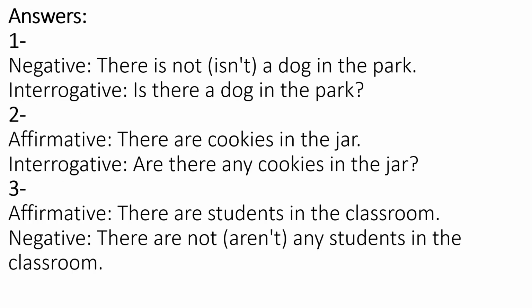Answers. 1. Negative: there is not a dog in the park, or there isn't a dog in the park. Interrogative: is there a dog in the park? 2. Affirmative: there are cookies in the jar. Interrogative: are there any cookies in the jar? 3. Affirmative: there are students in the classroom. Negative: there are not any students in the classroom, or there aren't any students in the classroom.